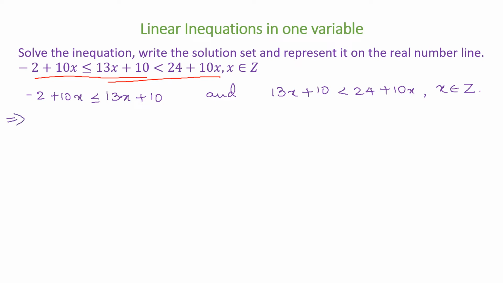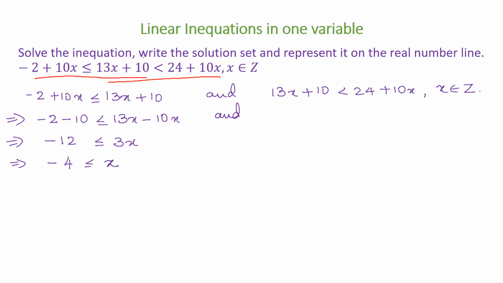So the first two together, I am taking 10x to the other side so that x remains positive and 10 to this side. So this is going to be minus 2 minus 10 is less than or equal to 13x minus 10x, and here we'll do the second part later on. First let us simplify this. This is going to be minus 12 is less than or equal to 3x. This implies when I divide both sides by 3, I'll get minus 4 is less than or equal to x.